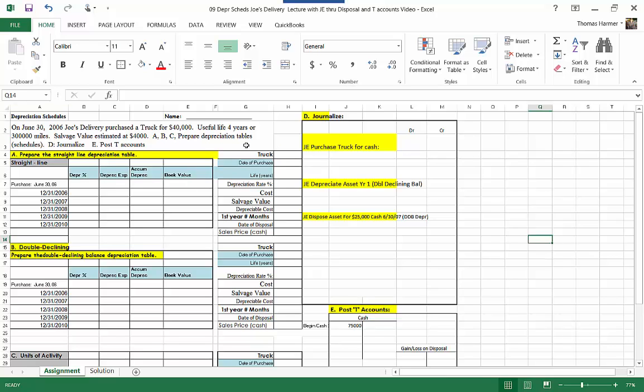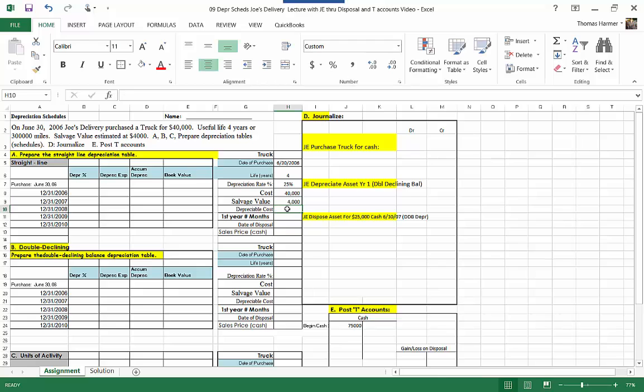This area over here is just calculations. These are not actually part of the depreciation schedule, but I put it here for you to use. So we have a date of the purchase here of 6/30/06. The life is 4 years. The depreciation rate, what is the percentage? Well, in the textbook it illustrated you divide the number of years into 100%. So that's going to be equal to 1 divided by 4, so there's your 25%. Now, the cost of this was $40,000. The salvage value is $4,000.